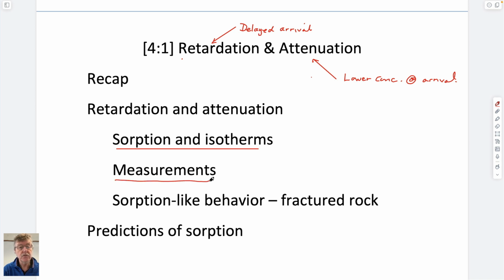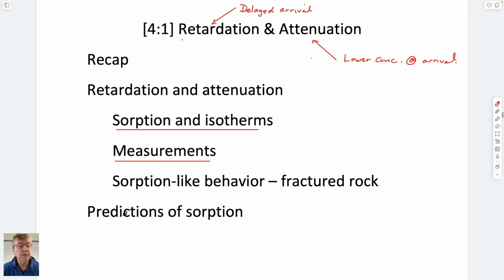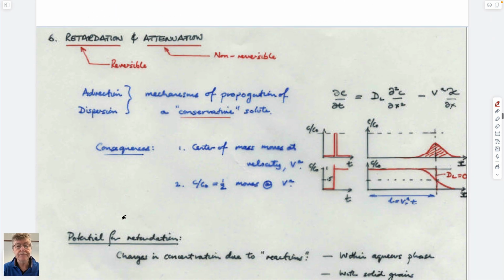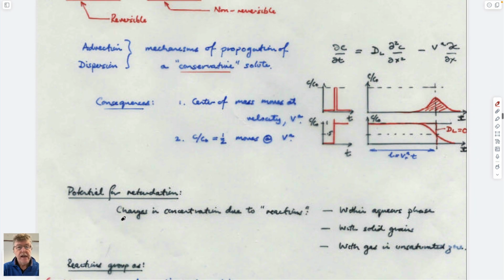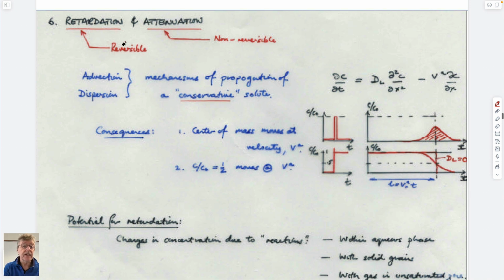Figure out how we might measure it using natural gradient experiments or other. And we can also talk about sorption-like behavior, which we get in fractured rock. And yeah, I guess this is the statement. So we know what the advection dispersion equation looks like as we go downstream.